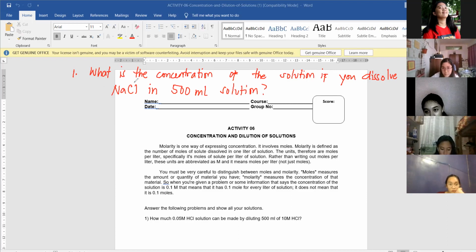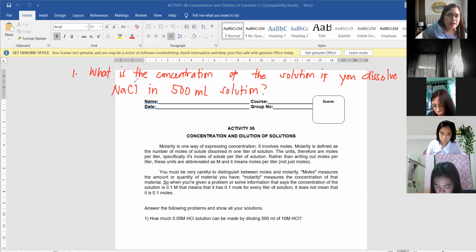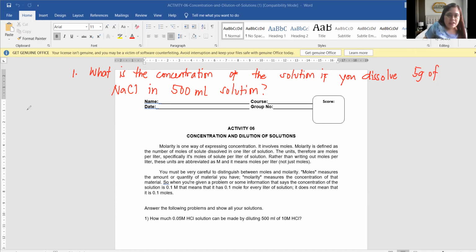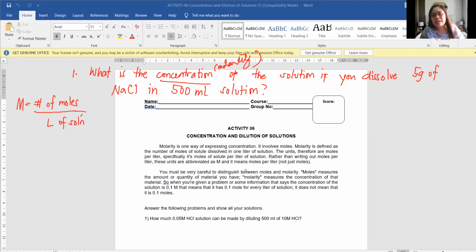Again, palakihin ko lang yung space ko. In computing for the molarity, the concentration should be in molarity here, kasi marami nga tayong units for our concentration. So molarity is equal to the number of moles of the solute divided by liters of solution. Now in the given, wala tayong makikita na number of moles. Wala din tayong makikita na liter. So kailangan din nating convert. But let us start first with the number of moles.